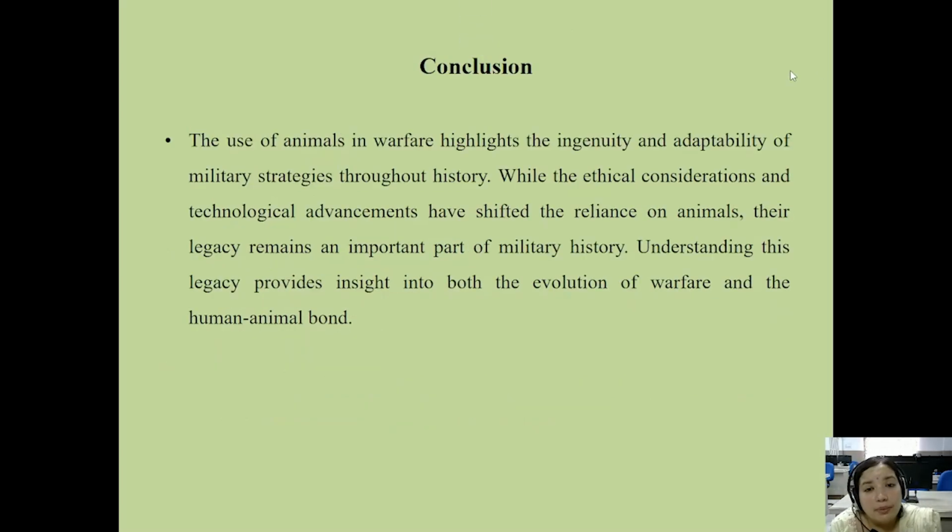Conclusion and concluding remarks on the use of animals in warfare. The use of animals in warfare highlights the ingenuity and adaptability of military strategies throughout history, while ethical considerations and technological advancement have shifted reliance away from animals. Their legacy remains an important part of military history. Understanding this legacy provides insight into both the evolution of warfare and the human-animal bond. That is the conclusion.